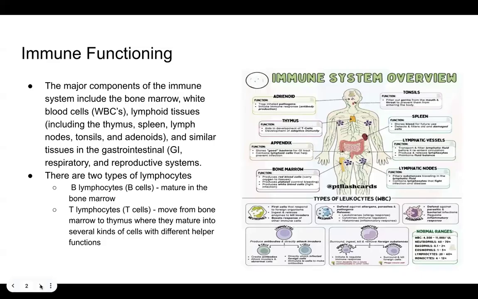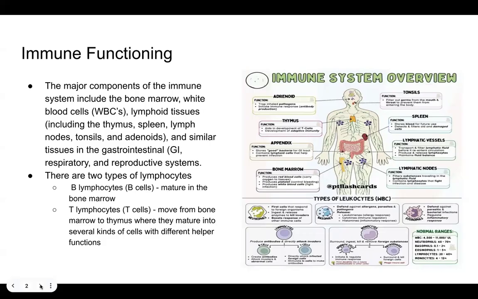First we're going to talk about immune functioning. When we're talking about the immune system, we have to think about the major components of the immune system. This includes bone marrow, white blood cells, lymphoid tissues, including the thymus, the spleen, the lymph nodes, the tonsils and adenoids, and the smaller tissues in the GI system, as well as the small tissues in the reproductive and respiratory systems.